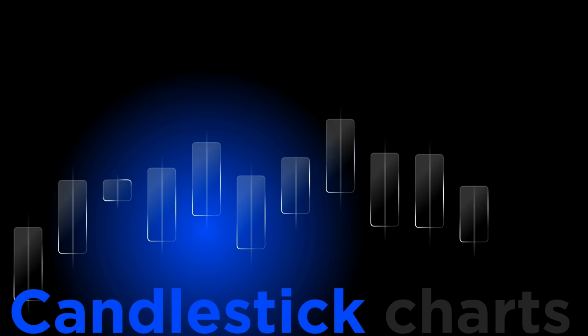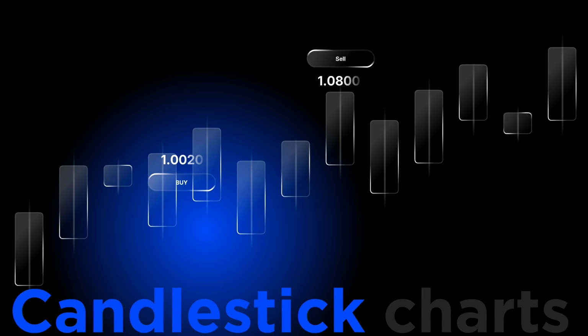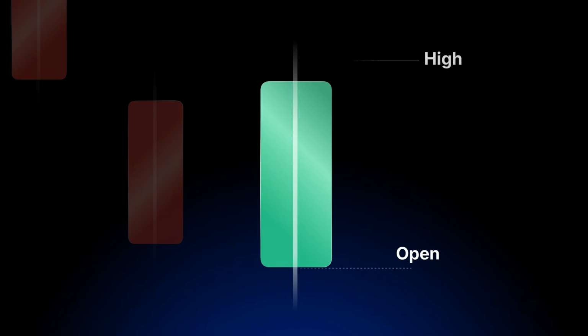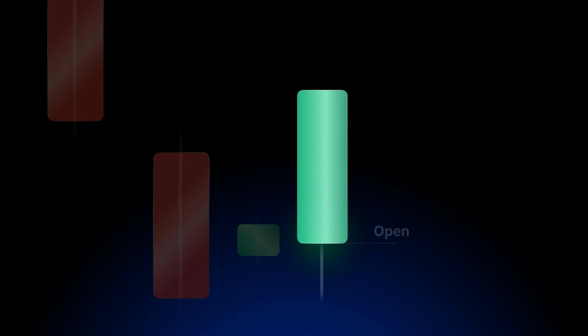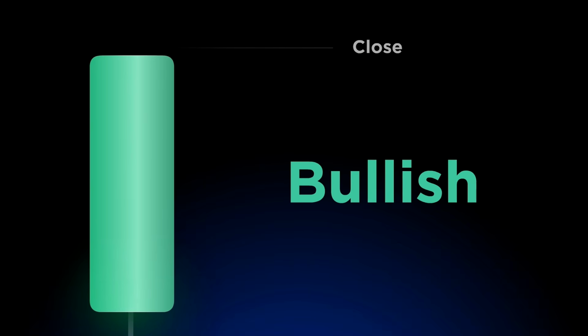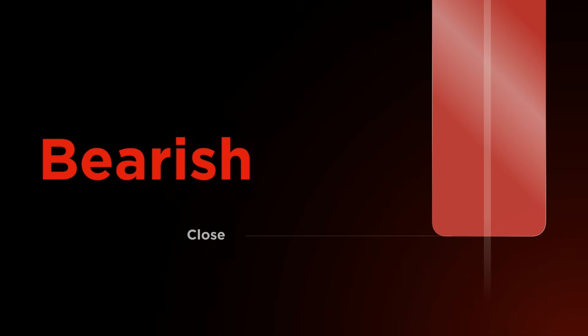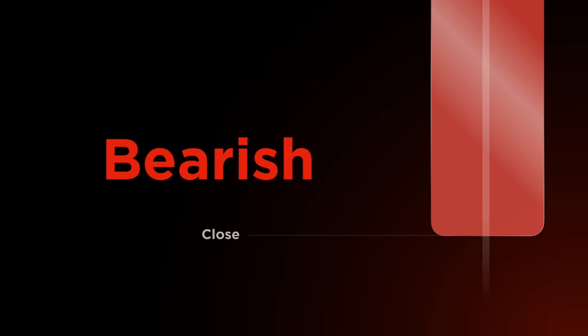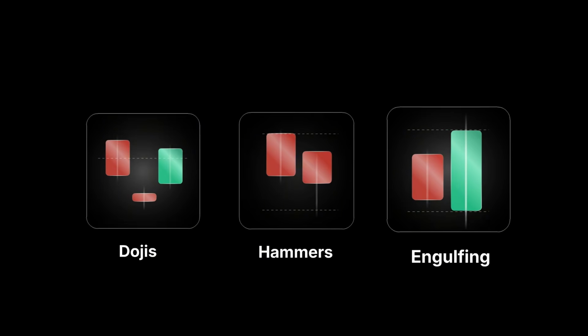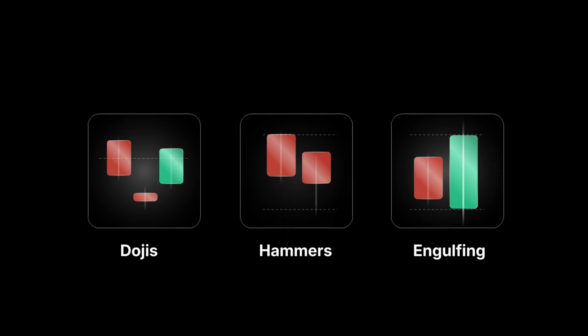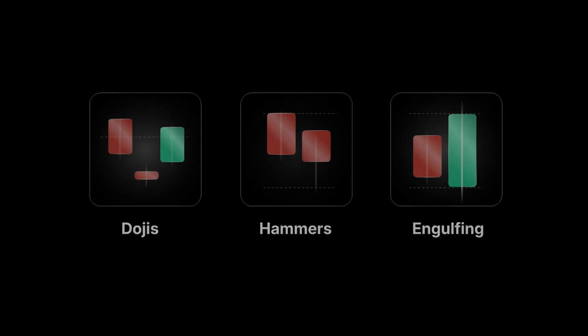Candlestick charts. Candlesticks are the most widely used chart type in Forex. Like bar charts, they show open, high, low, and close. However, they use a body to visually represent whether the price closed higher or lower than it opened. If the price closes higher, the candle is bullish. If the price closes lower, it is bearish. Candlestick patterns such as dojis, hammers, and engulfing candles can signal potential reversals or continuation moves.